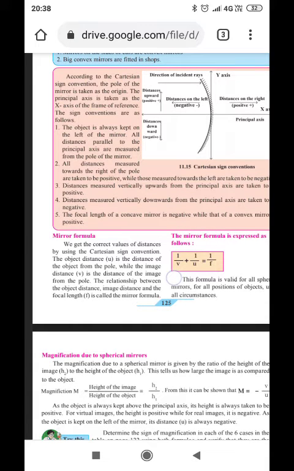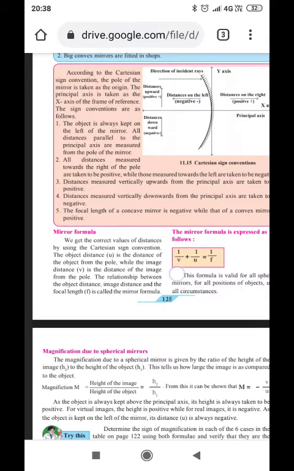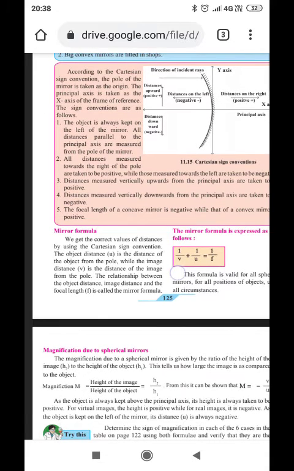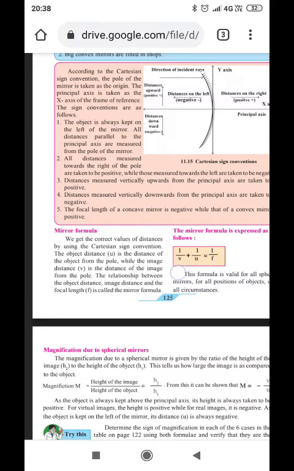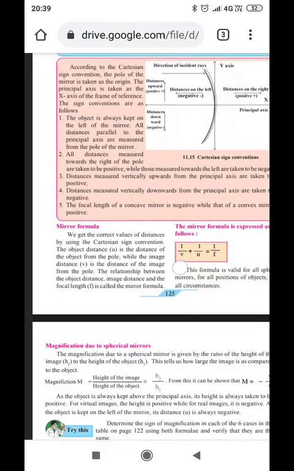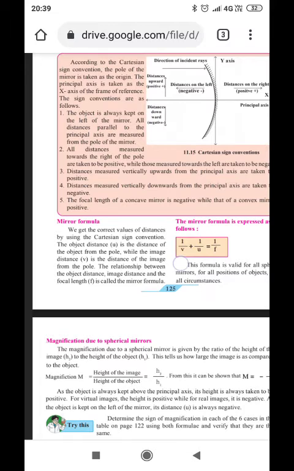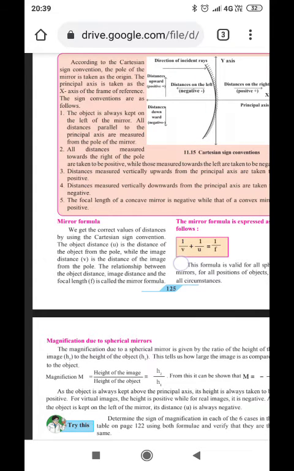It is similar to the Cartesian system of x-axis and y-axis, which we have already studied in Maths 1. The object is always kept on the left side of the mirror. The distances parallel to the principal axis are measured from the pole of the mirror, and the object distance is always represented by a small letter u. All the distances measured towards the right side of the pole are taken as positive.